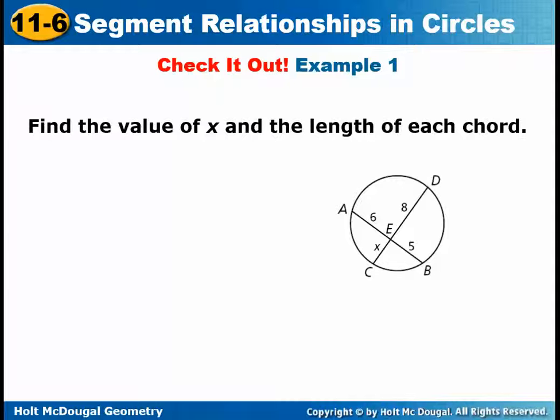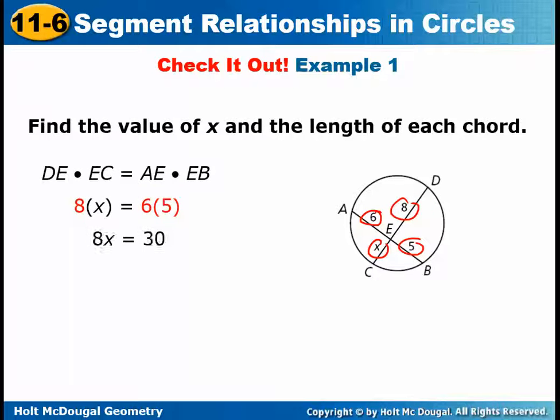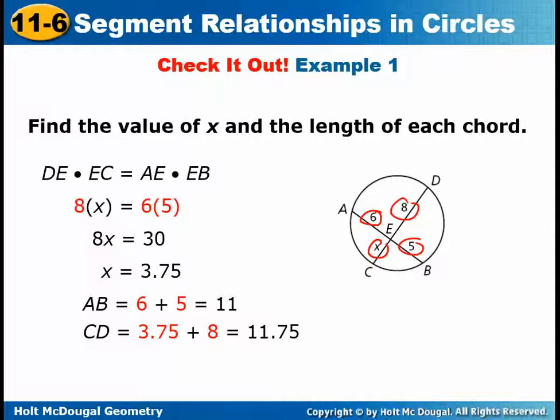All right, in this question, same thing, find the value of x and then find the length of each chord. So to find x, we remember that piece times piece equals piece times piece. So 6 times 5 equals 8 times x. So 30 equals 8x. Divide by 8. We'll get a decimal, but that's fine. You'll often get decimals for these. And then to find the lengths of the chords, we already could find AB is 11. And then we take 8 plus 3.75 to get 11.75 for the length of chord CD.